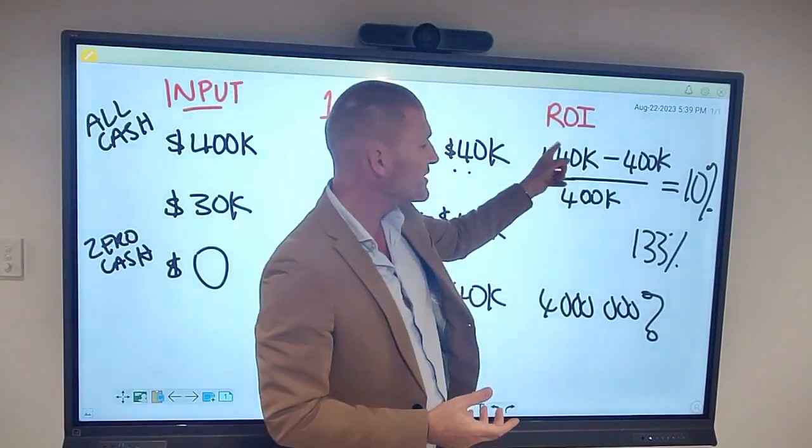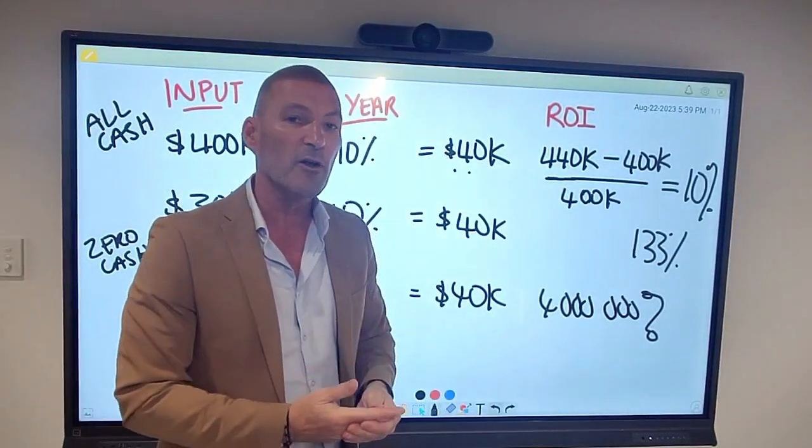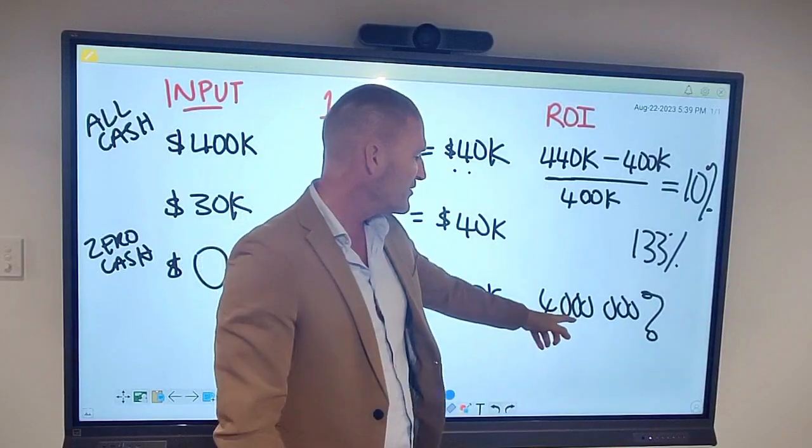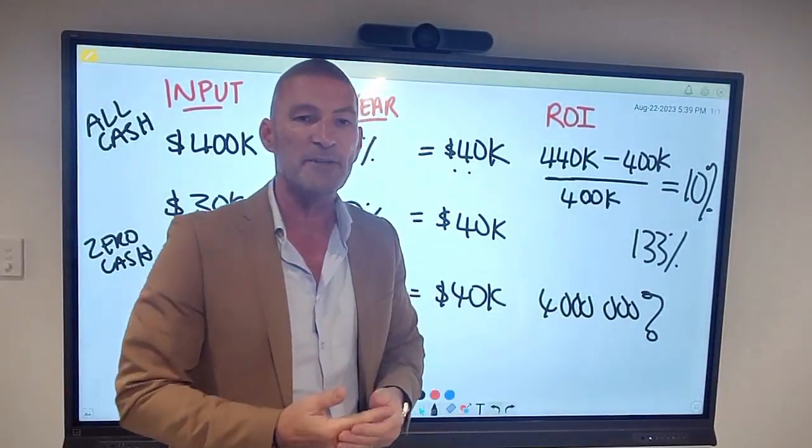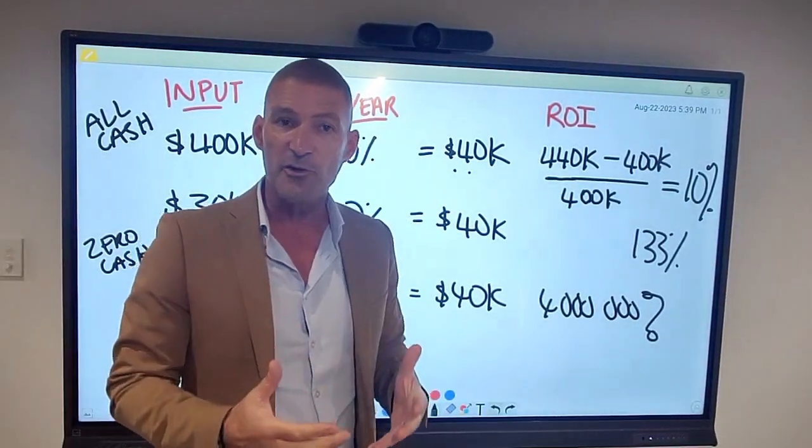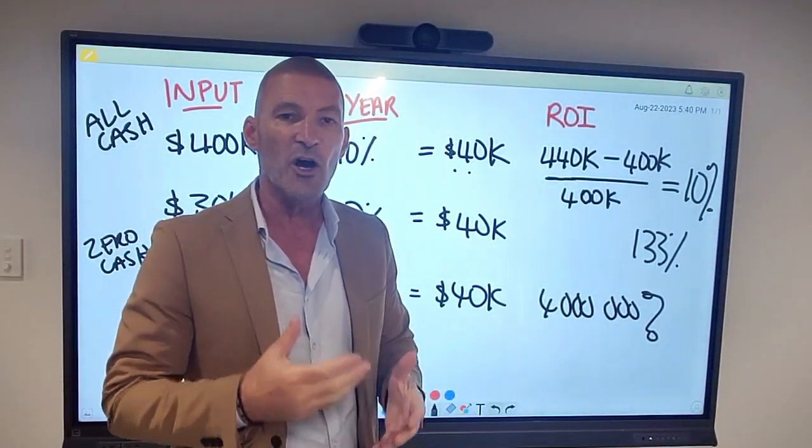But to get the return on investment calculation, we need to put $1 in to do that calculation. And on $1, it means that we've made 4 million% on that $1. So this is how you increase returns by not using your own cash.